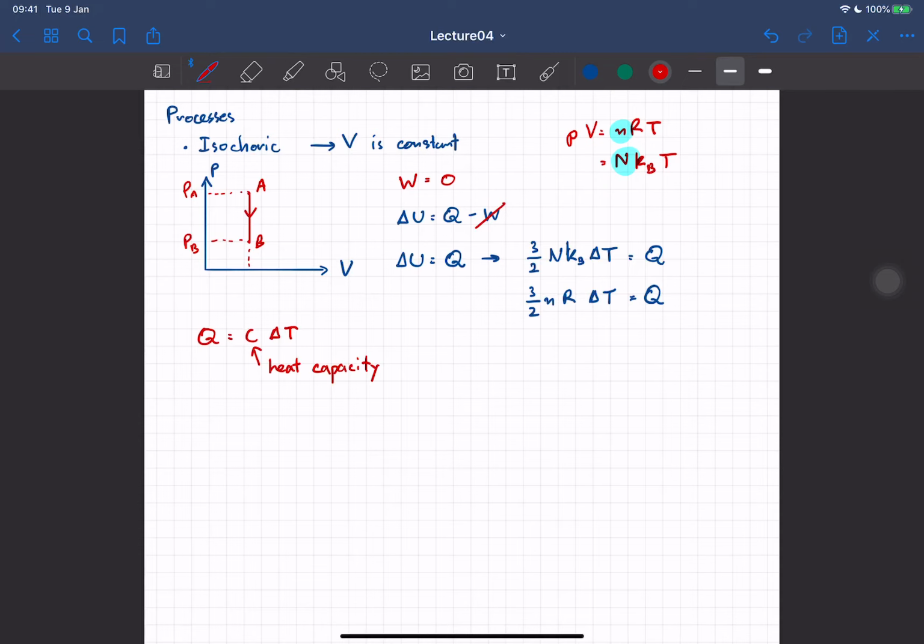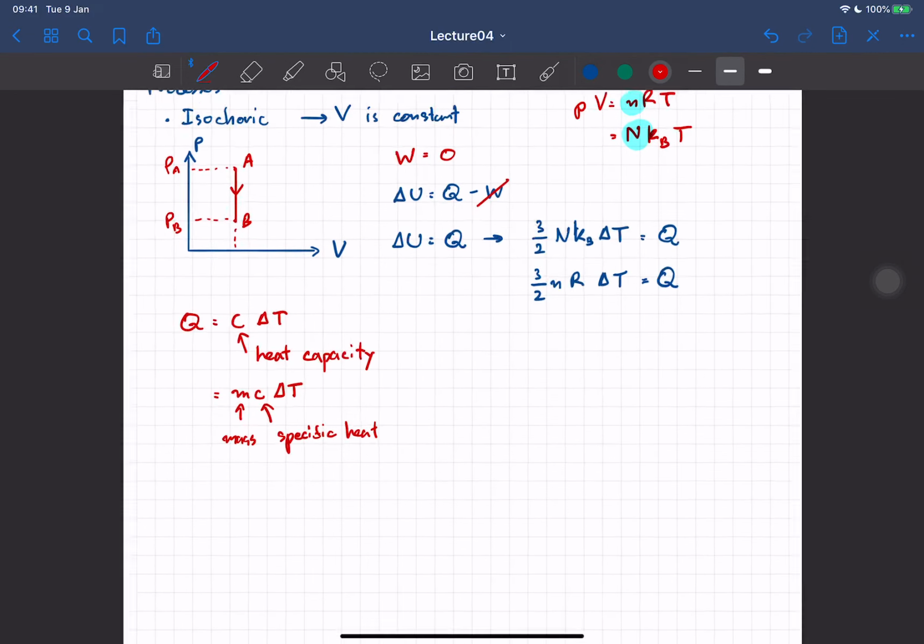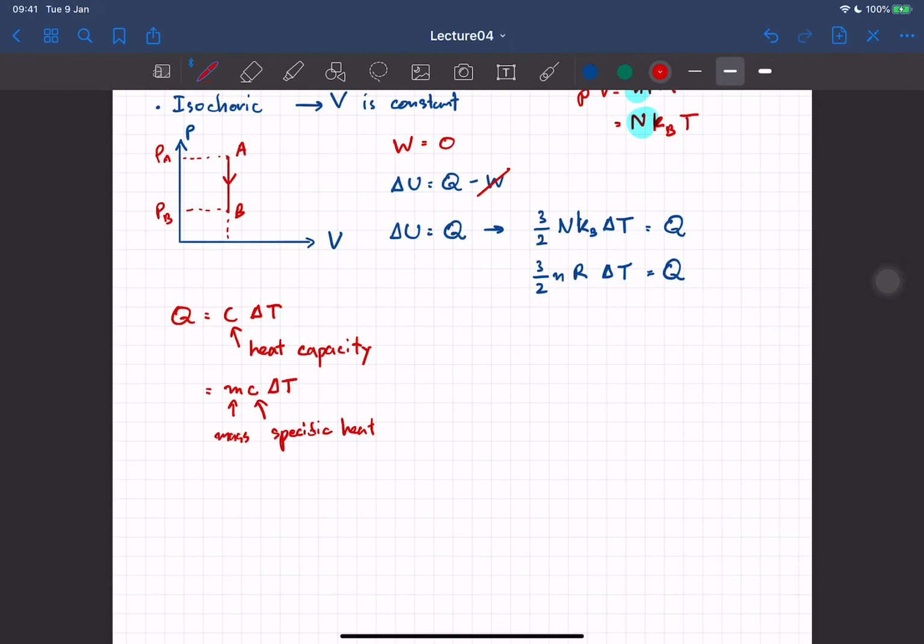So try not to get confused with the other formula, which is m c delta T. This C should be big C, which is heat capacity. Heat capacity is the mass of the object times small c, which is called specific heat. Okay, different thing, small c and big C, right? But m times small c gives you big C, which is essentially just all the number multiplying in front of delta T here.